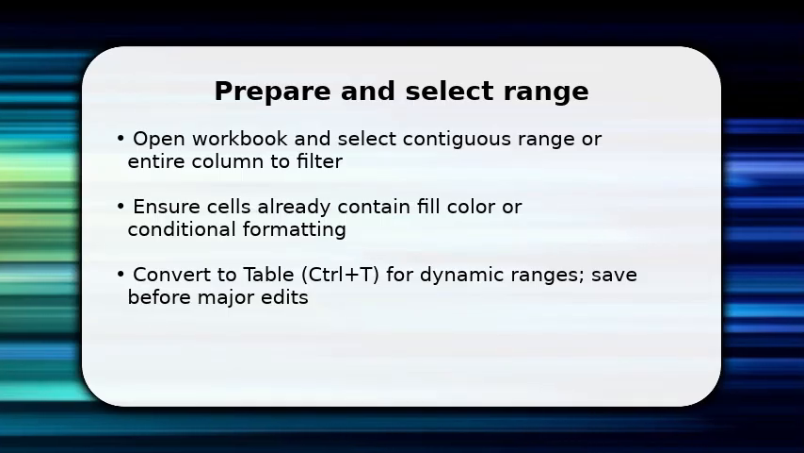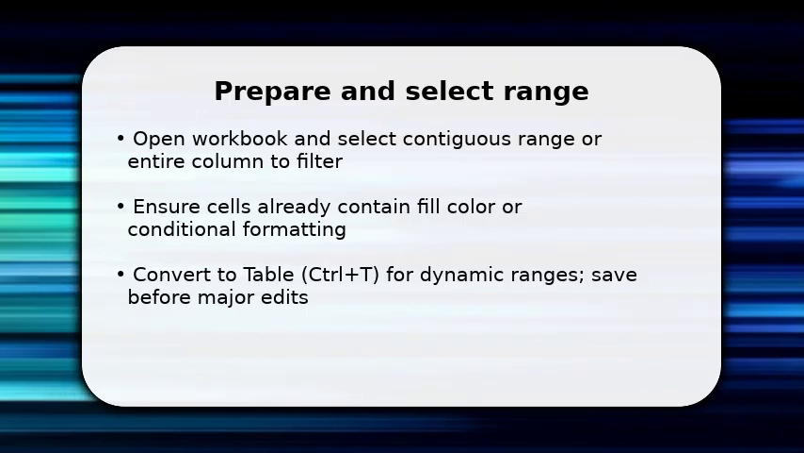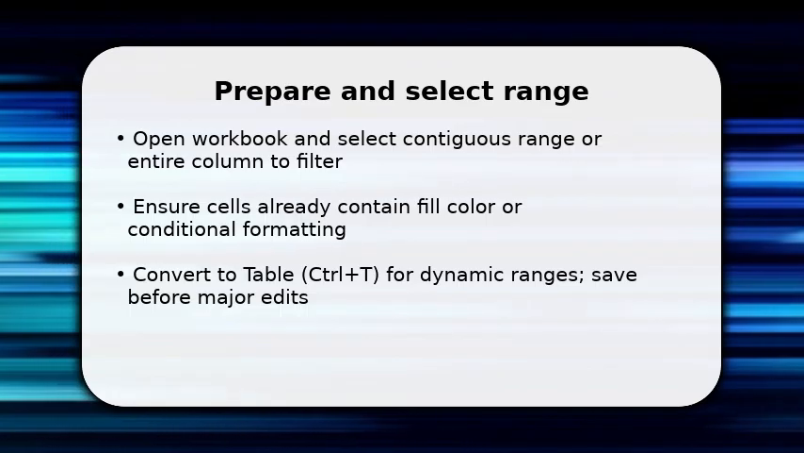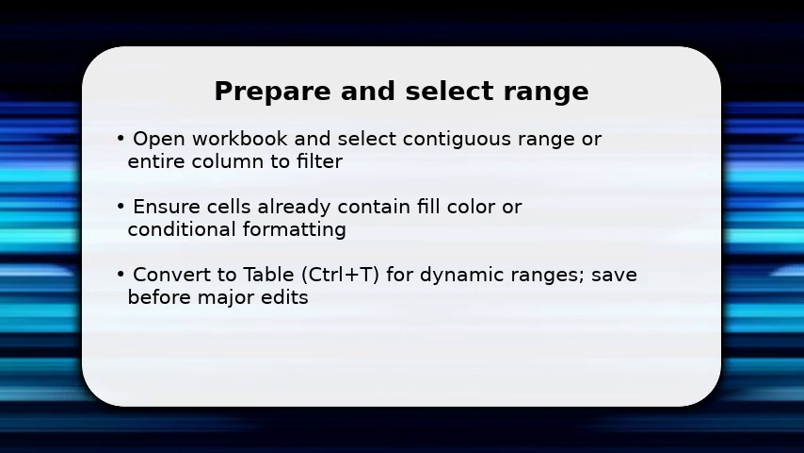You start by selecting the exact range you want to work with, not an entire sheet unless necessary. Once done, confirm those cells actually have fill color or are driven by conditional formatting, because color must exist to filter. You should convert the range to a table with Ctrl+T if you want active expansion and easier filtering. This also prevents misaligned headers. Make sure to save a copy, so you can revert if a color-driven rule changes unexpectedly.